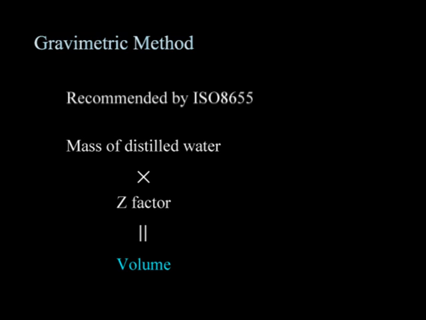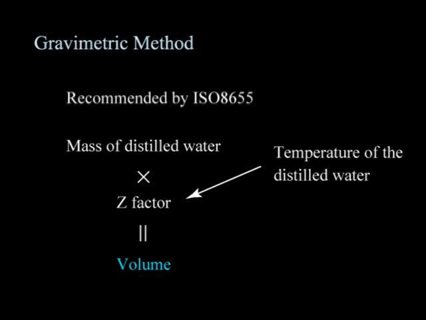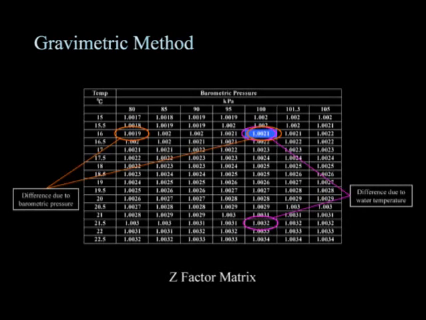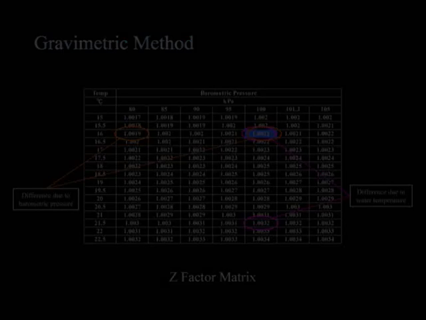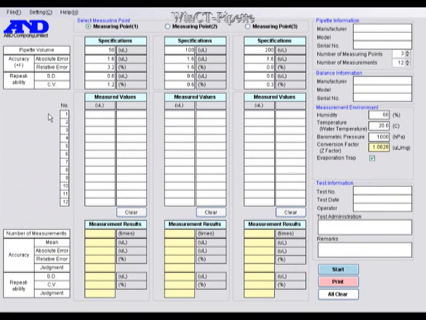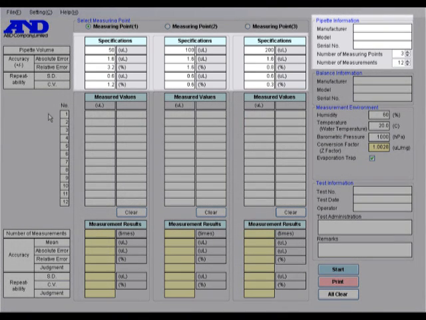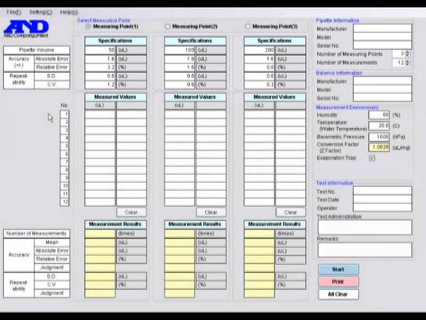The Z-factor is determined from the temperature of the distilled water and the barometric pressure, since the volume of a mass of distilled water varies depending on these two parameters. Now let's see how the testing is actually performed. This is the main window of WinCT Pipette, the special software that comes with the pipette accuracy tester. In these areas, you enter the pipette information and specifications.